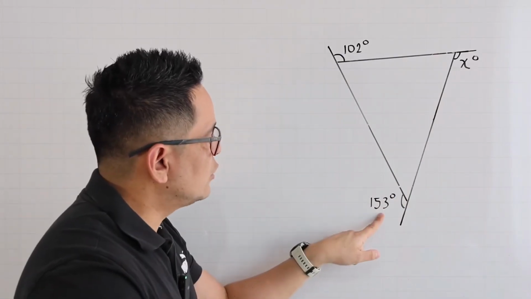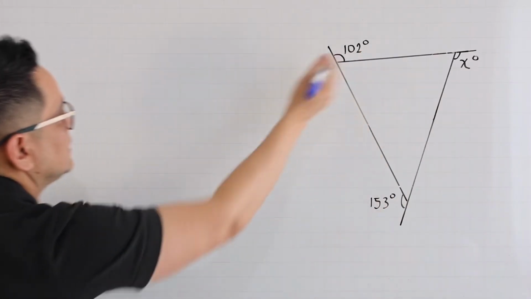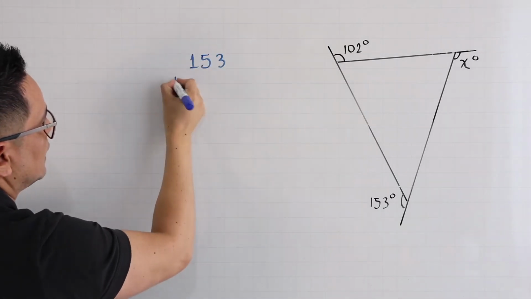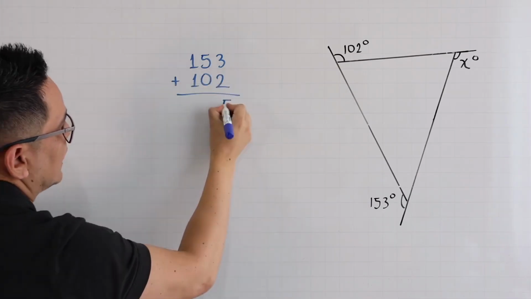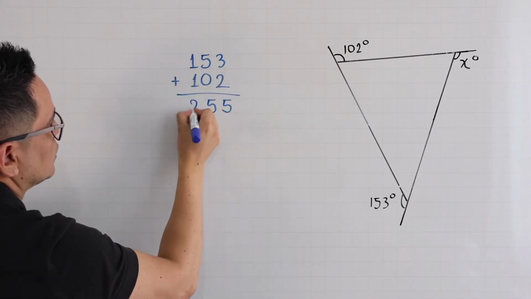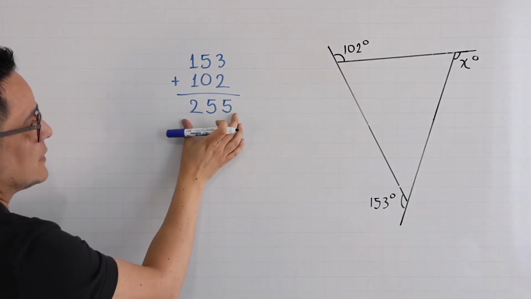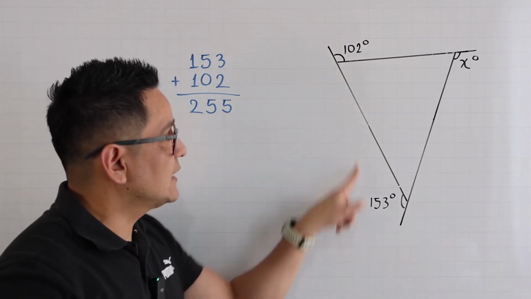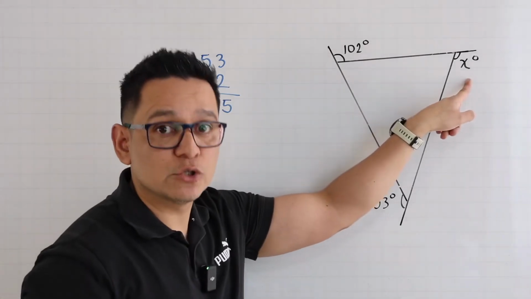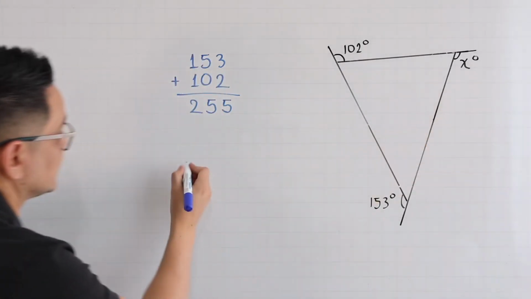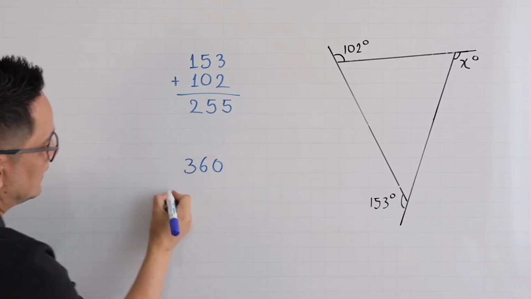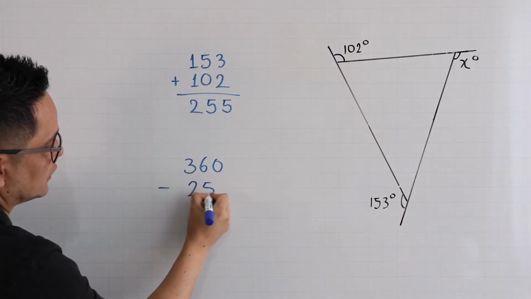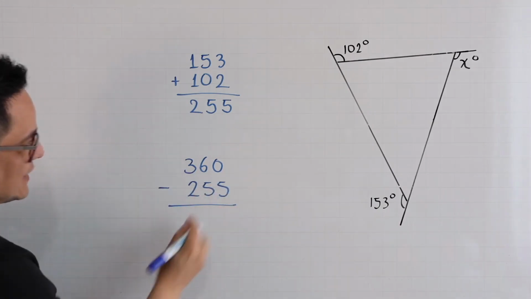So let's add the measure of this angle to the measure of this other angle. Or, well, let's add 153 plus 102. Here I get 5, here I get 5, and here I get 2. All right, I end up with 255. Now, I already know that these 3 have to add up to 360 degrees. So, to 360 degrees, we're going to subtract what I got from adding these 2 measurements, which was 255. So let's go ahead and subtract.